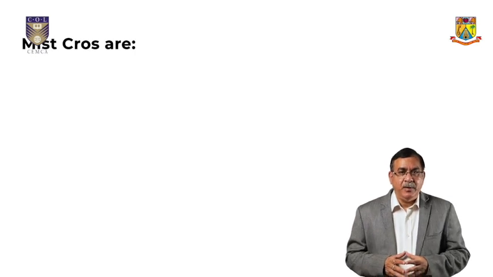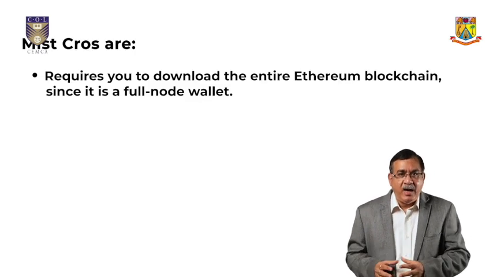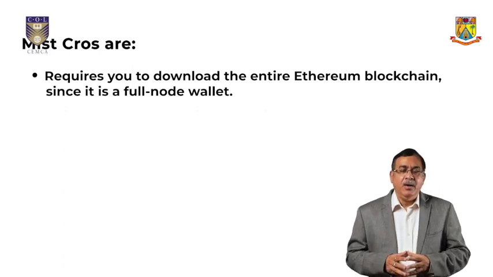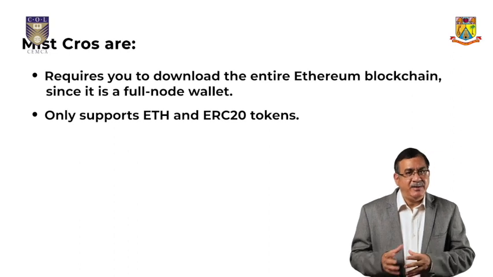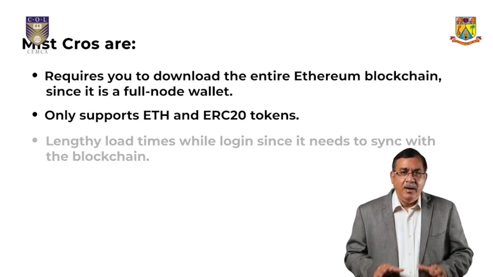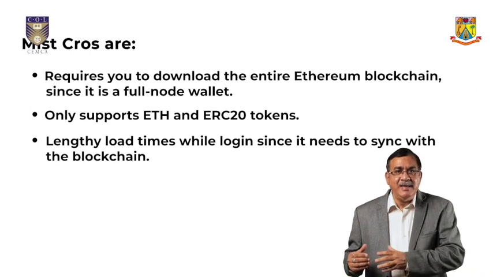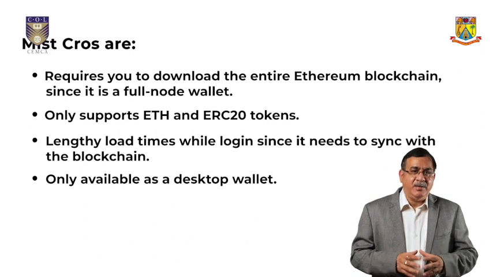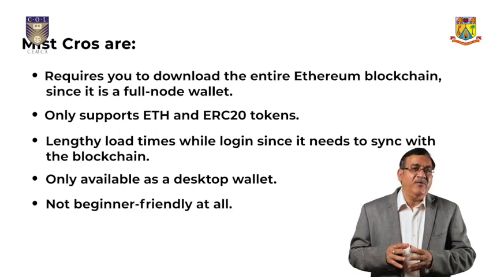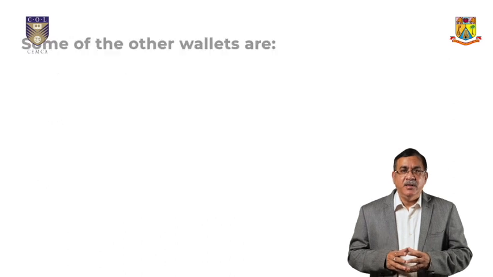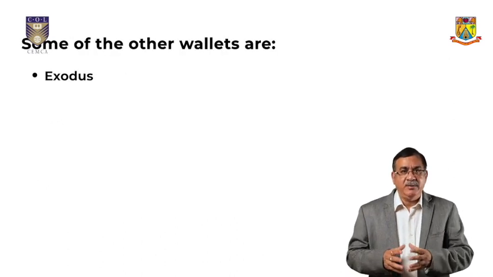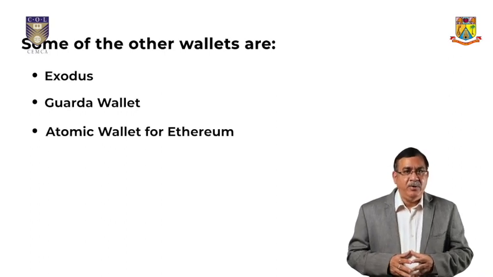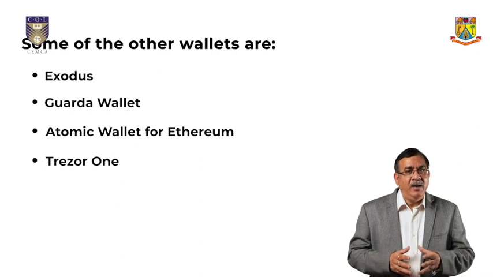Cons are: it requires you to download the entire Ethereum blockchain since it is a full node wallet. It only supports ETH and ERC20 tokens. Lengthy load times while logging in since it needs to sync with the blockchain. Only available as a desktop wallet. Not beginner friendly at all. Some of the other wallets are Exodus, Garuda Wallet, Atomic Wallet for Ethereum, Trezor One, and Ledger Nano S.